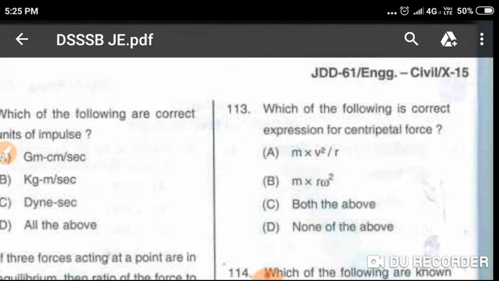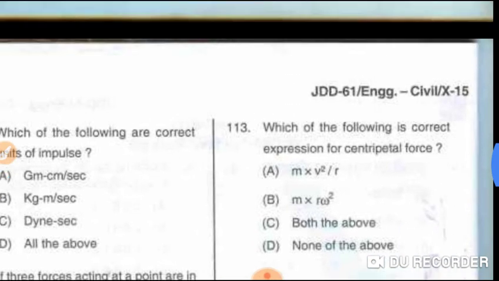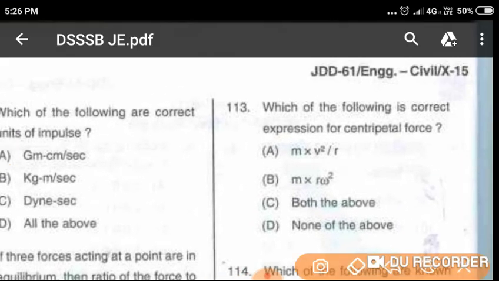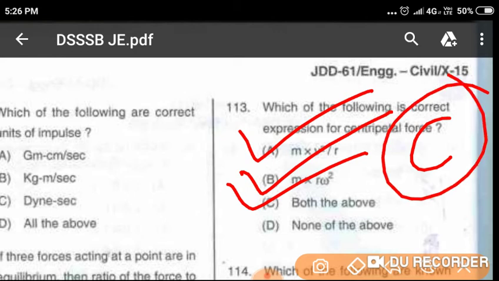Question 113. Which of the following is the correct expression for centripetal force? So for centripetal force, mv square by r and m r omega square. Here option A is correct, option B is correct, so option C, that is both A and B, is correct.